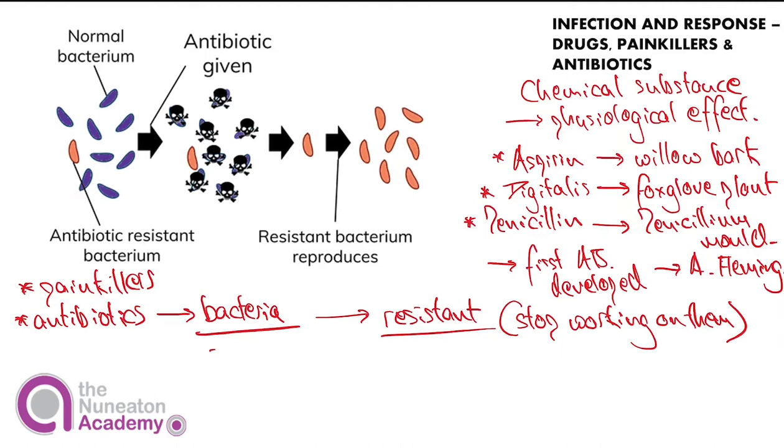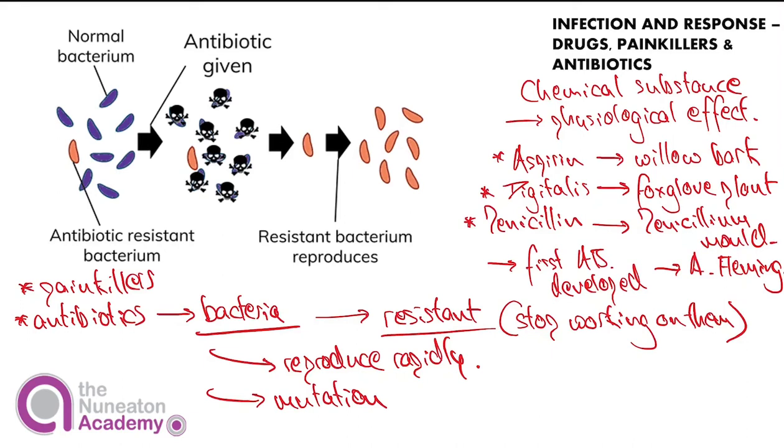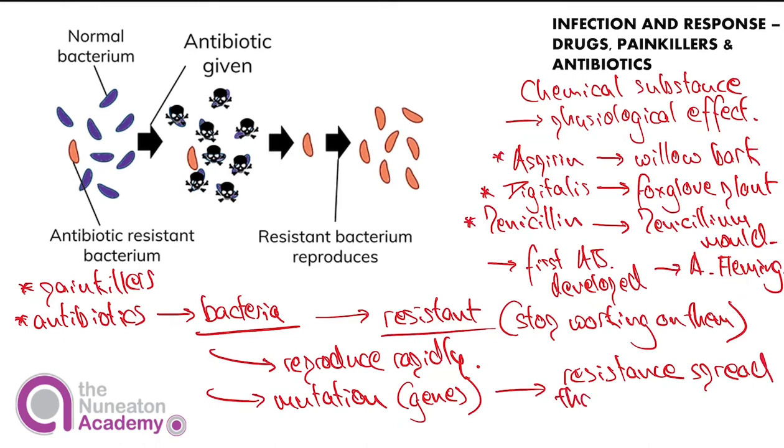And the reason why this happens is that bacteria reproduce rapidly. And as part of that reproduction, they can undergo genetic mutation in the genes and DNA that they carry. And sometimes, by chance, that mutation can bring about resistance to antibiotics. So if the bacteria mutates and becomes resistant, the bacteria then continue to reproduce quickly, and that resistance can spread through the whole population.